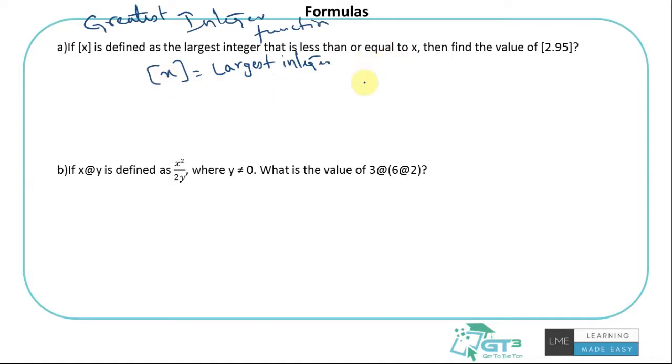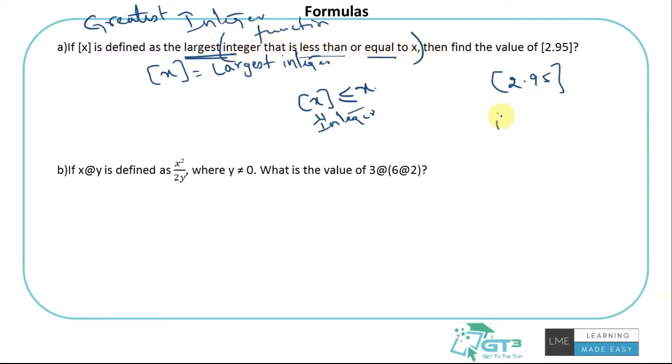So whatever the x be, the square bracket x should be less than or equal to this, and this has to be an integer only. That's what the definition is saying, right? It's defined as the largest integer that is less than or equal to x. So it's asking me to give the value for this. So let's read it first like this. Integer that is less than or equal to 2.95.